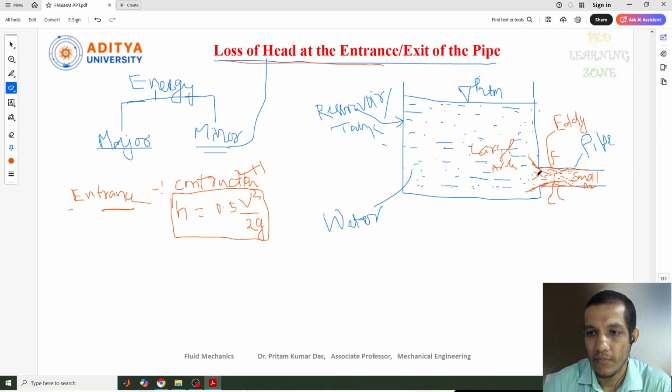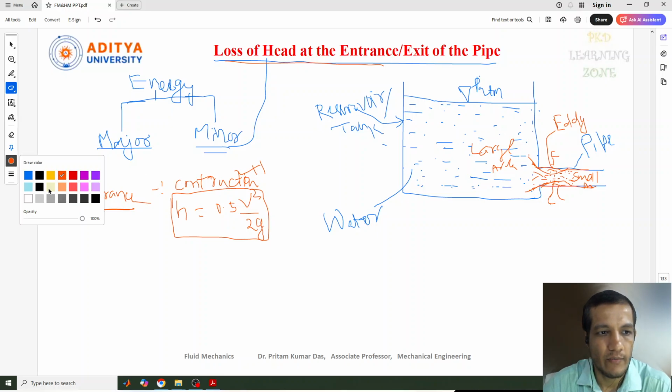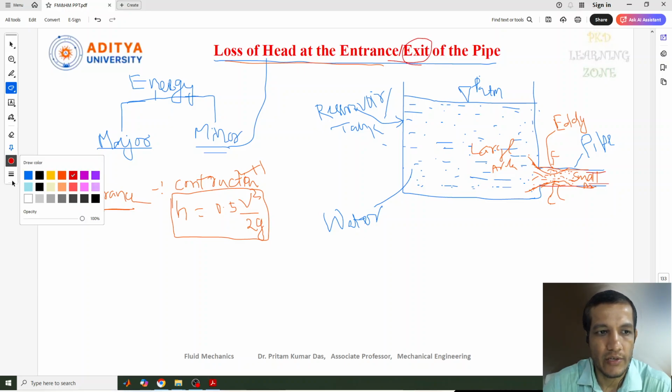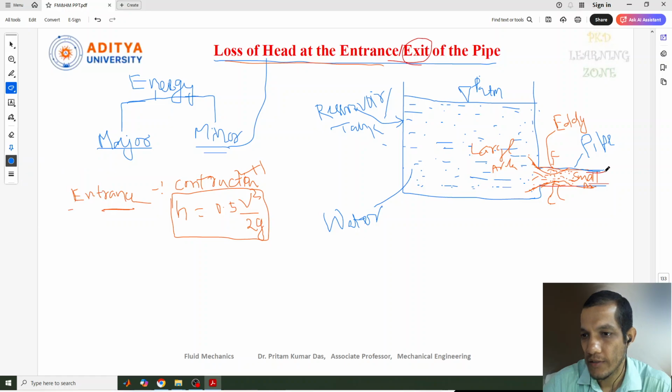Now the same concept again, let's see one more concept here. So now the second option, what is given? Exit of the pipe. So exit of the pipe, if you see, this is the pipe. Now here the liquid is going to exit from the pipe.